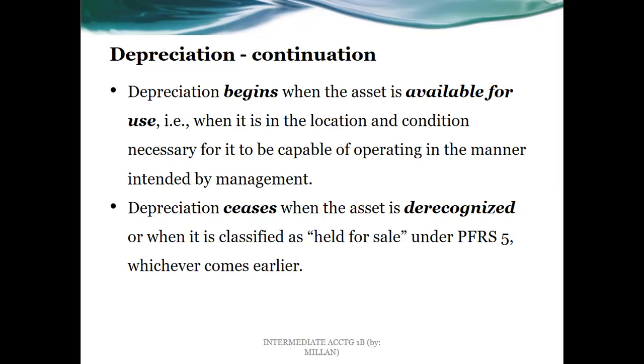One example is when it is classified as held for sale under PFRS 5, which is another accounting standard, wherein, for example, a property, plant, and equipment item is to be sold. And this particular classification is used when there is at least 95% probability that it can be sold. So that's going to be the case where we classify a PPE as held for sale. And with that, it is no longer PPE. It is under PFRS 5, whichever comes earlier.